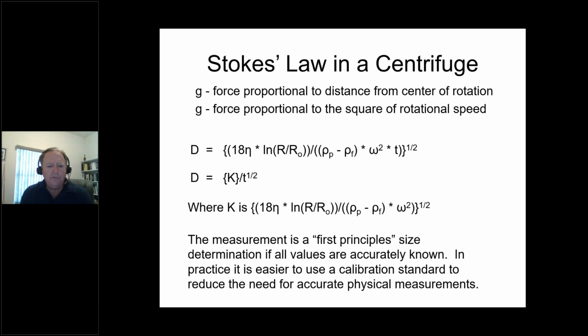Now, one other thing to keep in mind about the Stokes calculation is that it's a first principles calculation. That is, it's not dependent on any approximations. It's based on measured values, and you can determine the absolute size accurately if you know all of the values for all of the parameters in the equation. In practice, what we do with the Disc Centrifuge is use a calibration standard, because determining each of the many parameters exactly is a challenge, whereas with a calibration standard, nearly all of those parameters are eliminated and you don't need to measure them. You will rely on the calibration standard to get the accuracy.